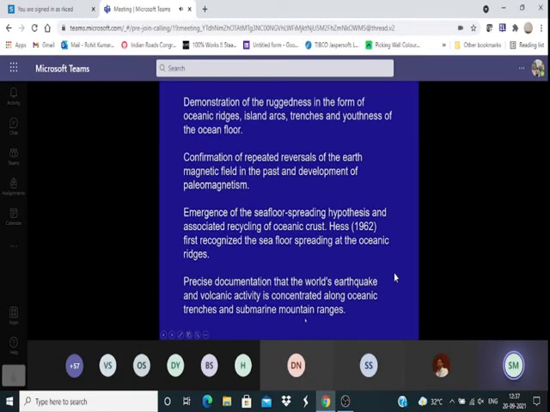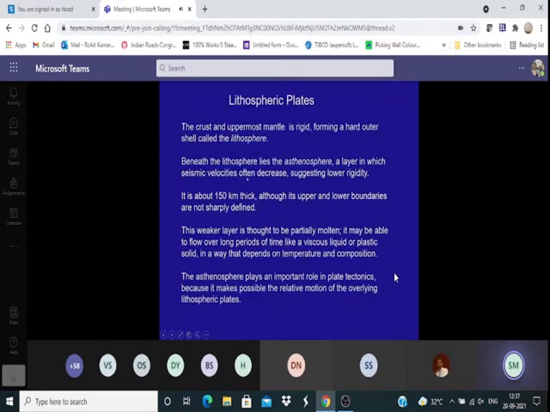Because of these evidences, we could know that there are plates, and these plates are lithospheric plates which move in different directions. So the Wegener theory was accepted, and plate tectonics was treated as one of the reasons for earthquakes. And what are these tectonic plates? These tectonic plates are the crust and the uppermost mantle, which is rigid, forming a hard outer shell known as the lithosphere.